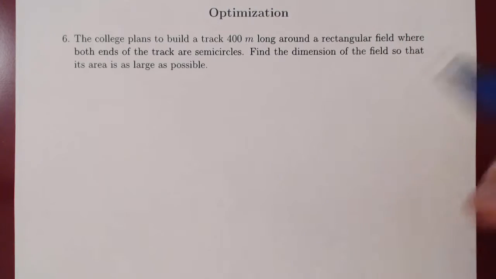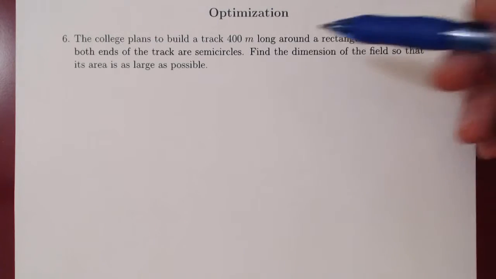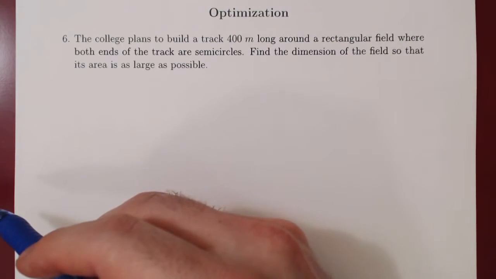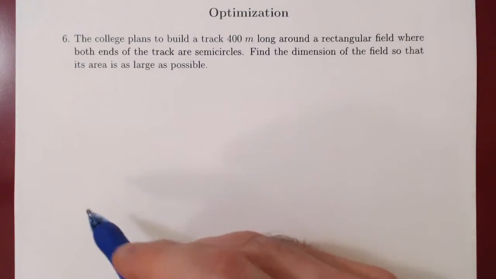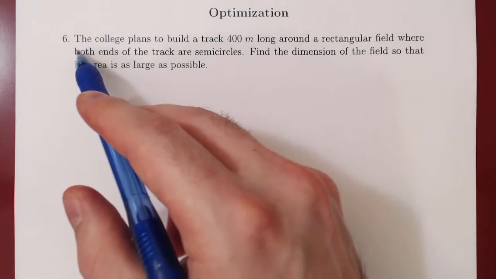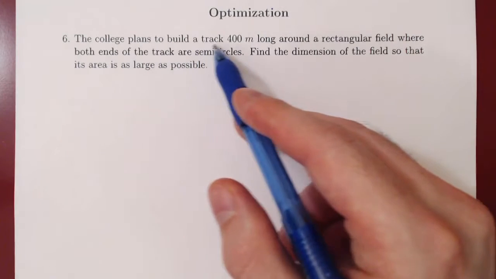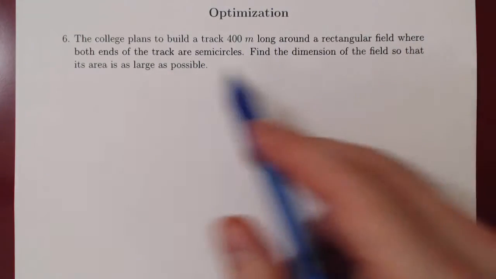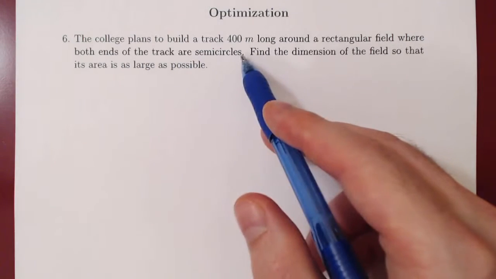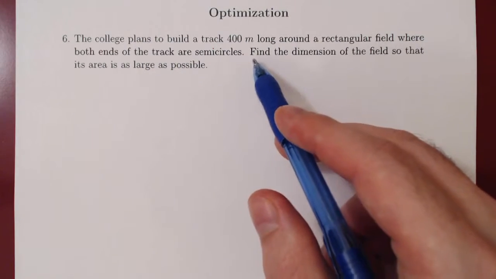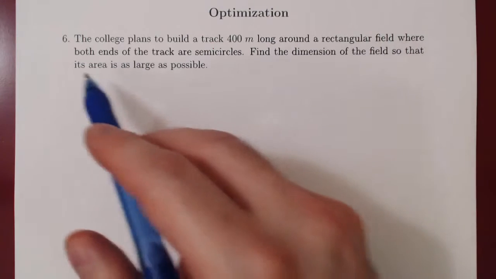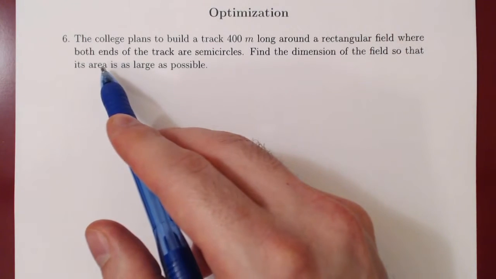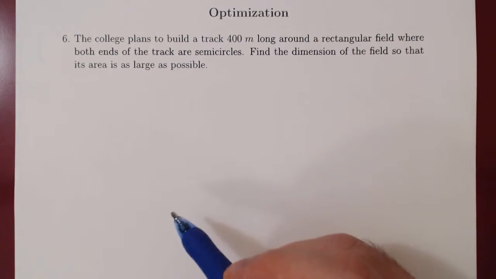Okay, so in this video, we are considering our third example of optimization. This is problem 6 on the problem sheet of optimization. Let's read the problem. The college plans to build a track 400 meters long around a rectangular field where both ends of the track are semicircles. We want to find the dimension of the field so that the area of the rectangular field is as large as possible.